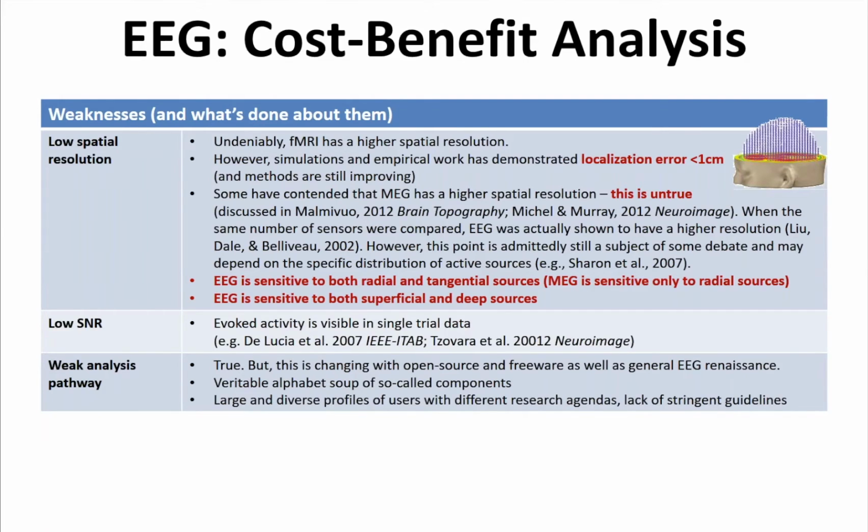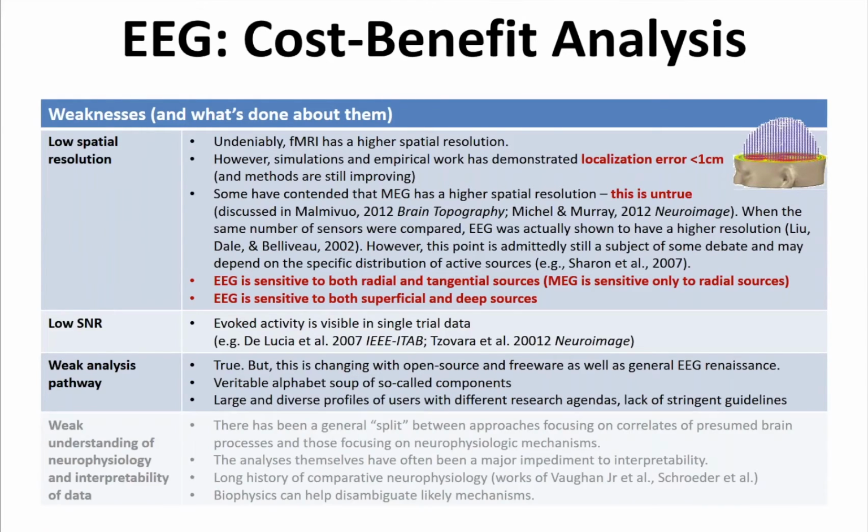I think this is true. I think some of the open source and freeware initiatives are changing this, as well as a general renaissance in the use of EEG. This isn't helped by what I like to think of as a bit of an alphabet soup when it comes to components being associated with given cognitive processes. People get a bit confused and lost as to what am I looking at and what do I want to do. And of course, there's a large and diverse profile of the users of EEG with different research agendas and, quite frankly, a lack of stringent guidelines for the use of EEG, both in research and clinical practice.